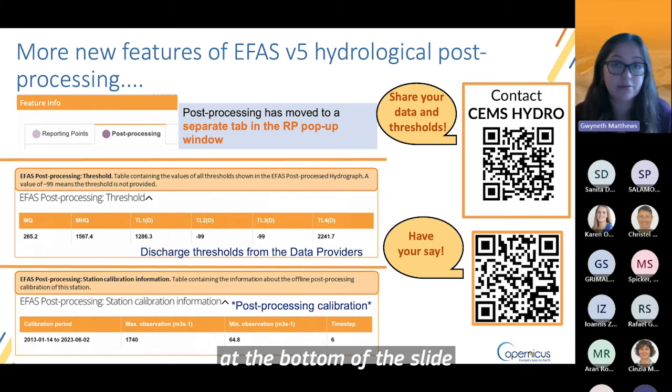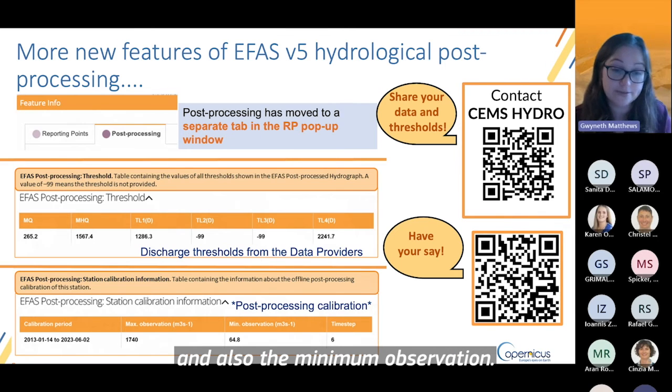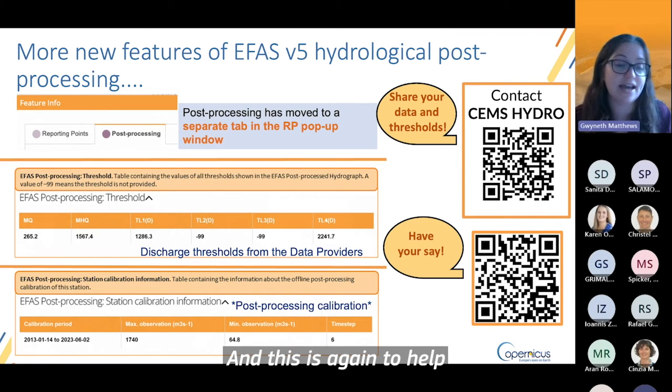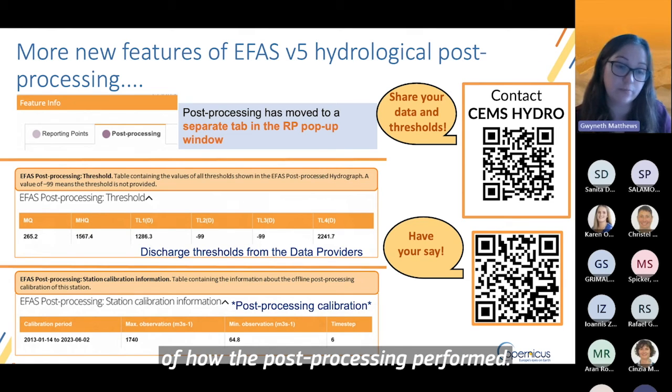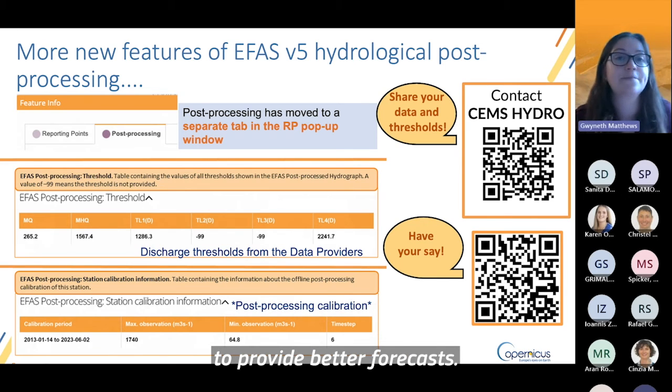The aim of this table is then to give some context to the values of the discharge. Then the second table at the bottom of this slide provides the station calibration information. So this includes the calibration range, the maximum observation seen in that calibration period, and also the minimum observation. And this is, again, to help you have some information of how the post-processing should perform. So as I said before, we expect longer time series, longer calibration periods to provide better forecasts.